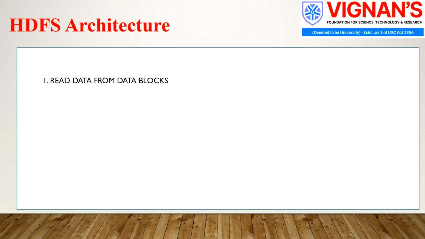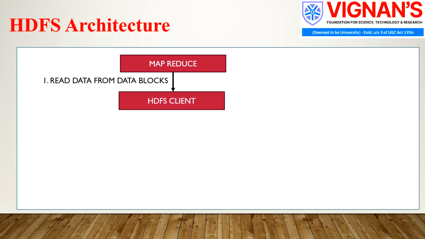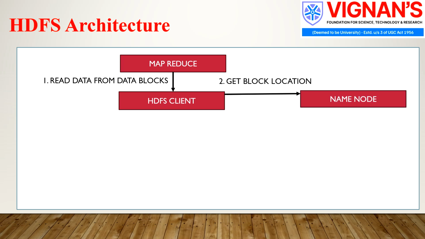Step 1, read request from MapReduce. The MapReduce job initiates a request to read data stored in HDFS data blocks through the HDFS client. Step 2, get block location. The HDFS client sends a request to the NameNode asking for the location of the required data blocks.